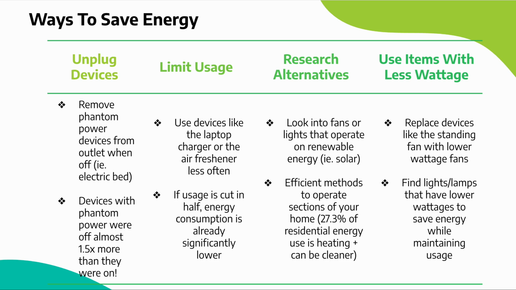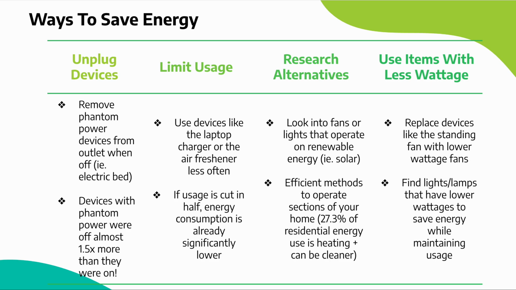So there are 4 key ways I came up with to save energy for my family and I. One was to unplug devices, especially those that have phantom power. In my project specifically, I noticed that devices with phantom power were off almost 1.5 times more than they were on, so it would definitely save a decent amount of energy. I also wrote limited usage, so devices like my laptop charger or air freshener didn't have to be used 24/7 or all the time.